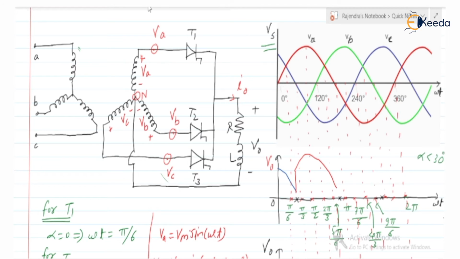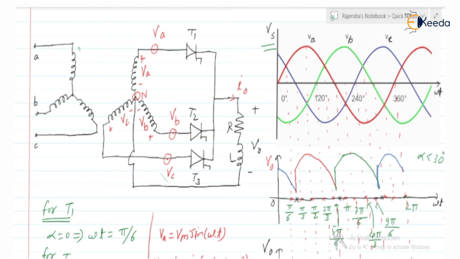After T1, thyristor T2 will turn on. When T2 turns on, T1 will turn off, and in the output we will have the waveform of Vb. Here we have a sudden change in the output voltage. Next, thyristor T3 will turn on. As soon as T3 turns on, T2 will turn off, and the output voltage will be the same as Vc.